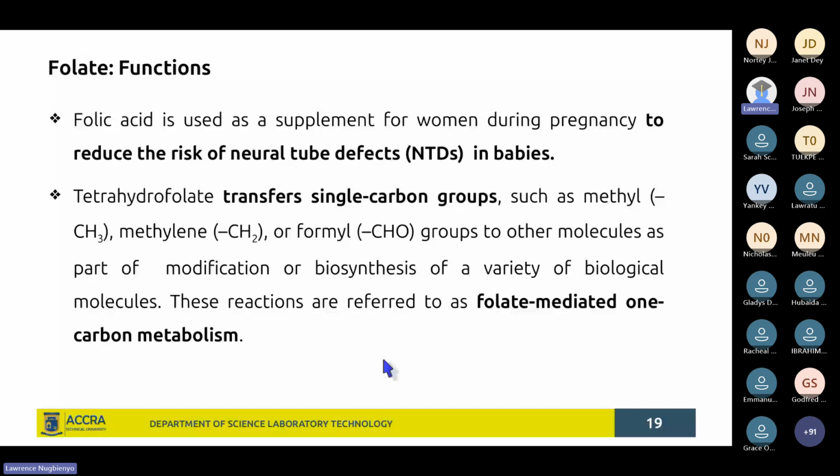And folic acid is involved in reactions of transfer of what we refer to as single carbon groups. It could be a methyl group, methylene group, or formyl group. So these are carbon groups that are involved in various biosyntheses, that is, the build-up of different biomolecules: proteins, carbohydrates, nucleic acids. You find folic acid playing very vital roles in those processes.